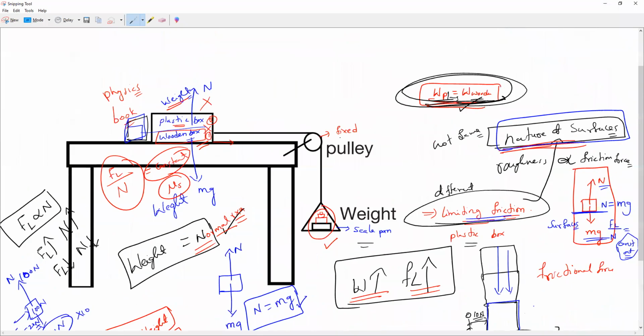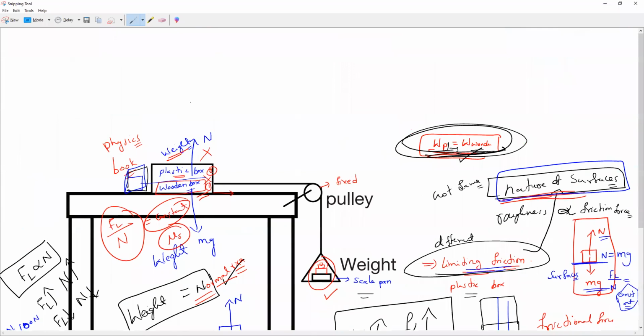Any doubt you can ask me. Once again, I'll repeat. We all know that if any object is placed on the ground, the weight of the object is always in the downward direction. What is the weight formula? Weight is equal to mass into acceleration due to gravity. Weight acts downwards, and there is a perpendicular force acting, the normal. That is N equals mg. Now if I place one physics book, for example, the normal reaction is 100 newtons. Are you clear, everybody?